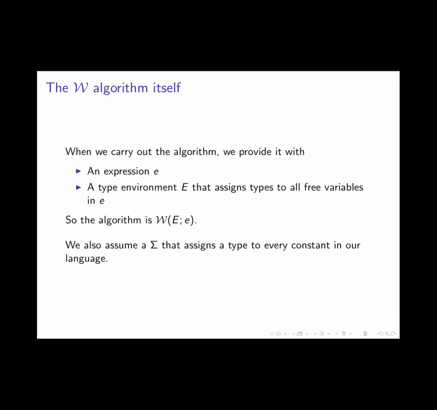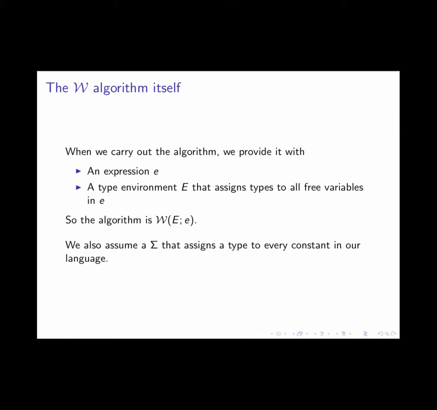Now let's look at the W algorithm itself, because we have all the groundwork now. We have substitutions, we have unification. When we carry out the algorithm, we give it an expression E, and we give it a type environment that assigns types to all the free variables in E. So the algorithm is W applied to a type environment and an expression E.